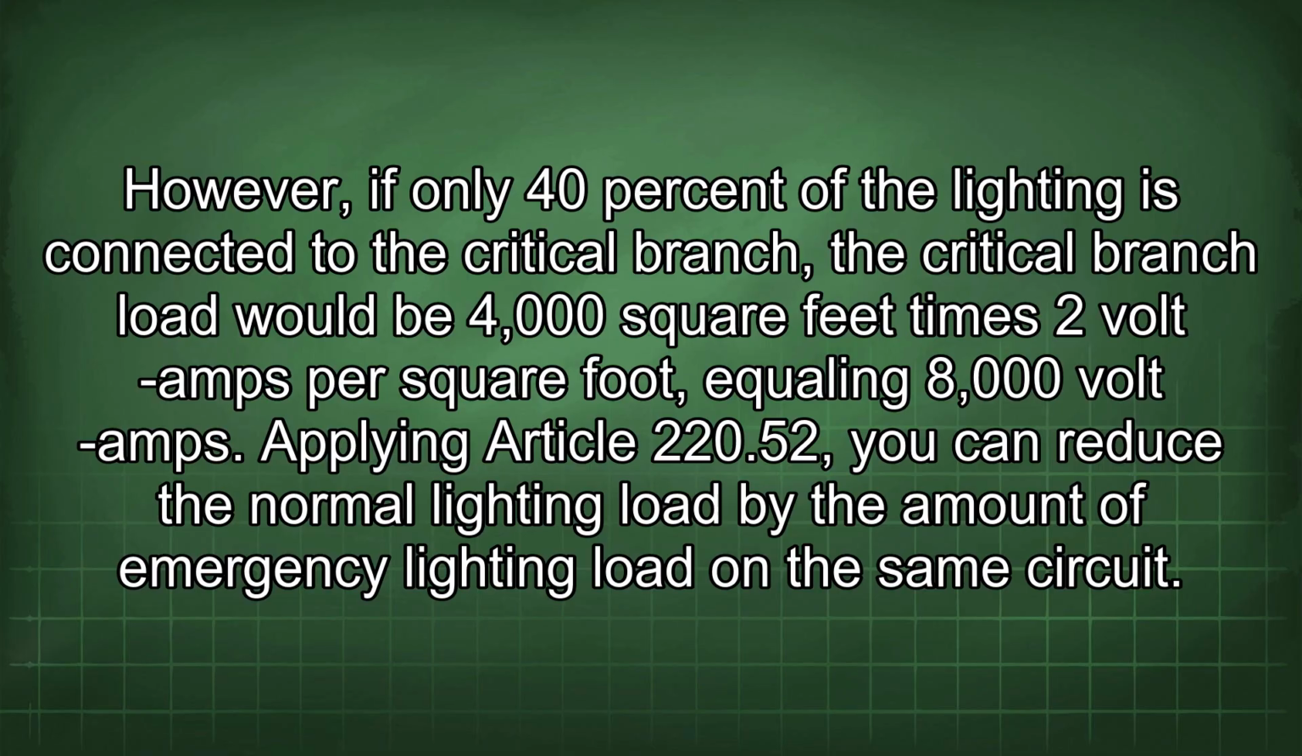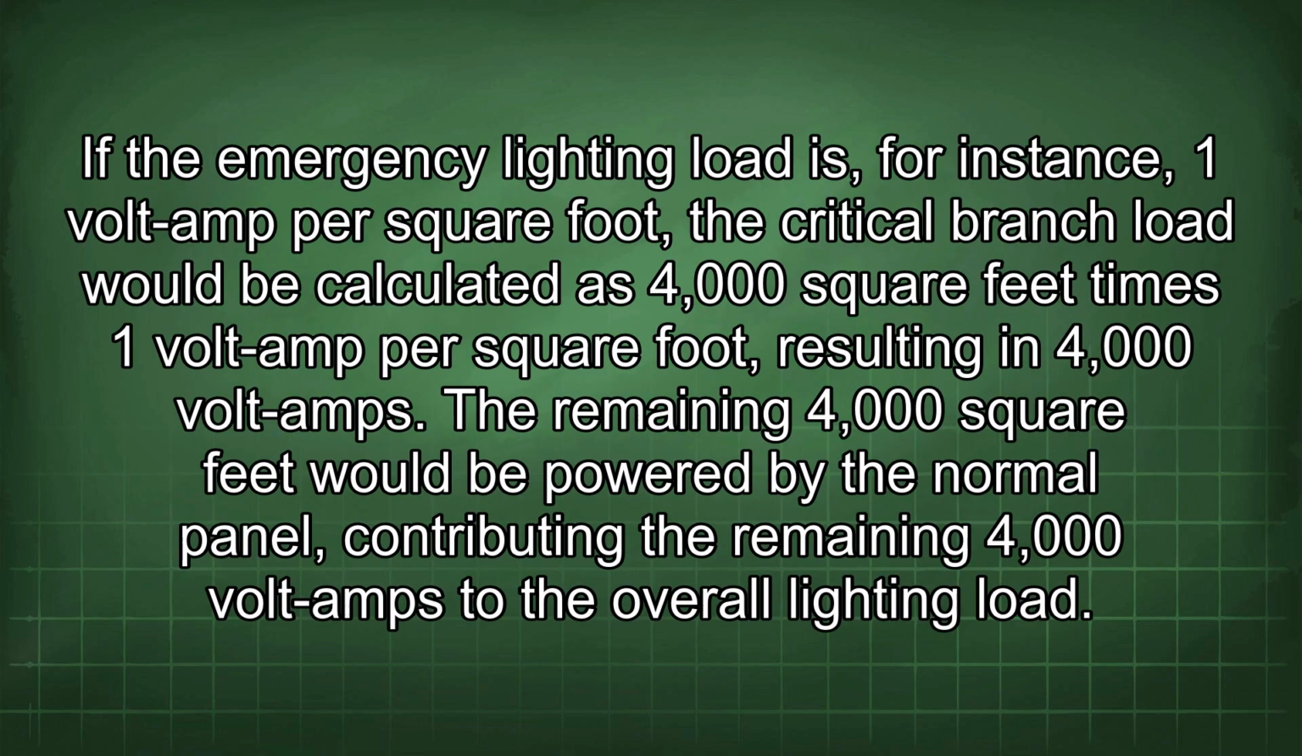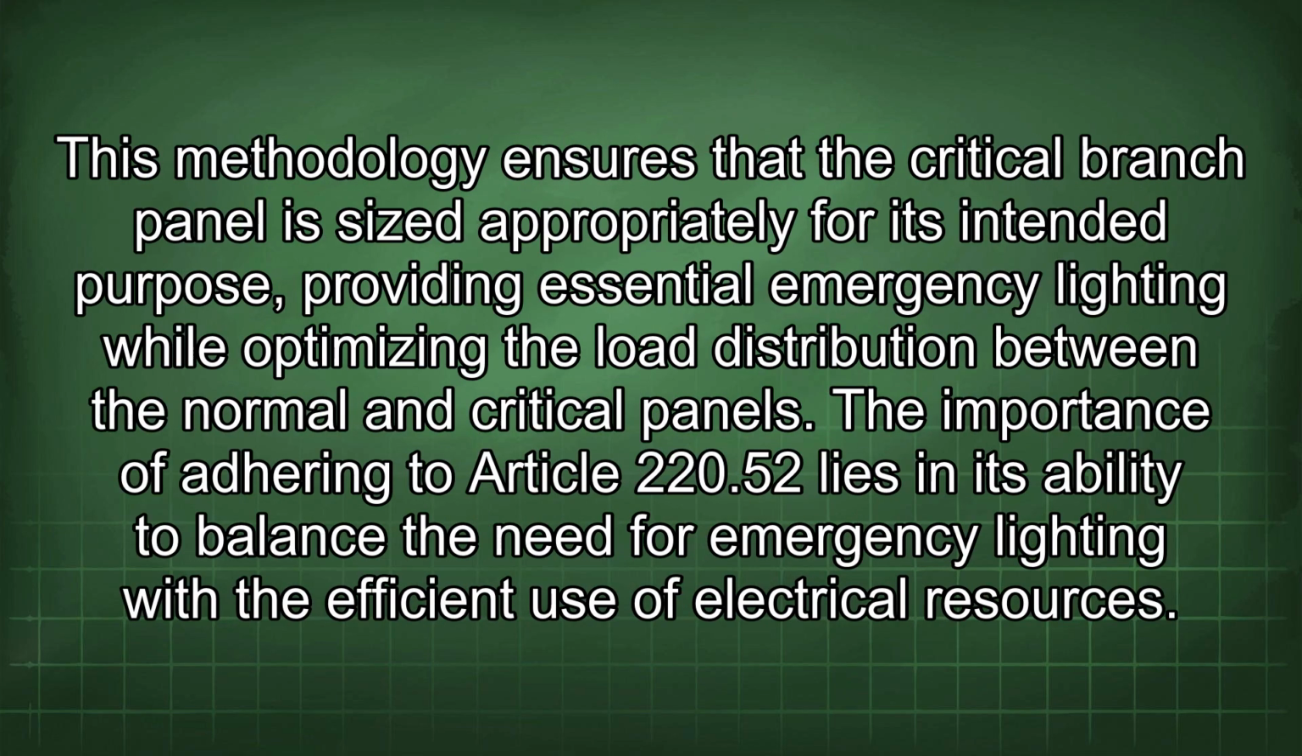Applying Article 220.52, you can reduce the normal lighting load by the amount of emergency lighting load on the same circuit. If the emergency lighting load is, for instance, 1 volt amp per square foot, the critical branch load would be calculated as 4,000 square feet times 1 volt amp per square foot, resulting in 4,000 volt amps. The remaining 4,000 square feet would be powered by the normal panel, contributing the remaining 4,000 volt amps to the overall lighting load. This methodology ensures that the critical branch panel is sized appropriately for its intended purpose, providing essential emergency lighting while optimizing the load distribution between the normal and critical panels.